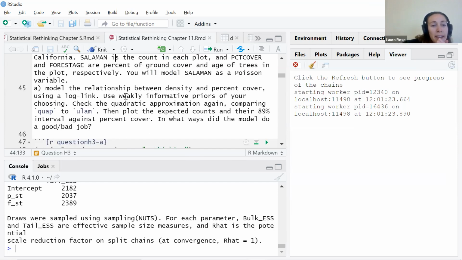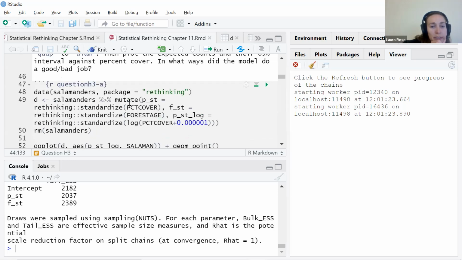So the first part, A, is to model the relationship between density and percent cover using a log link. Use weakly informative priors of your choosing. I'm not going to do this. Plot the expected counts and their 89% interval against percent cover. In what ways does the model do a good job, or a bad job? This part is pretty simple.